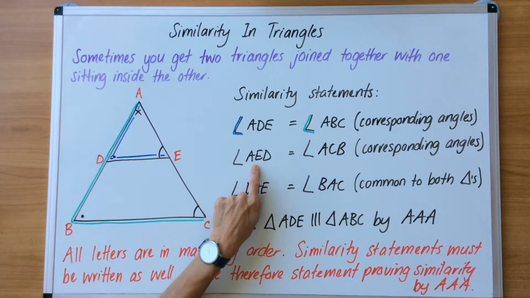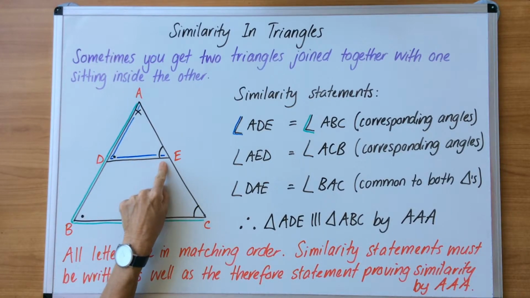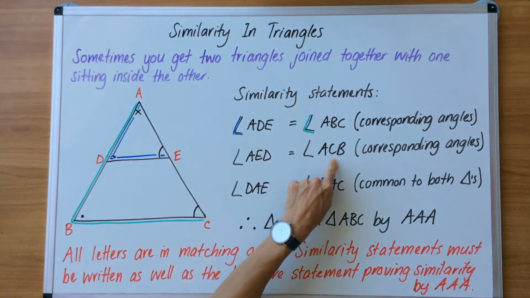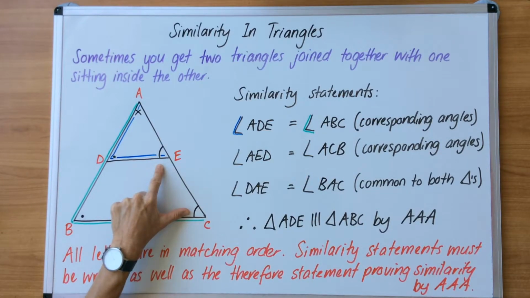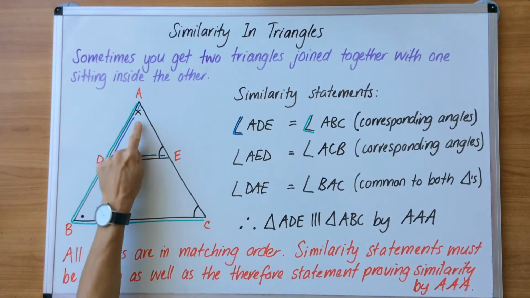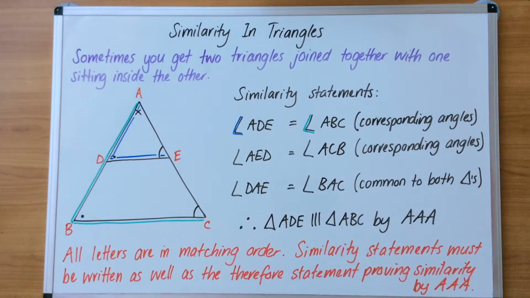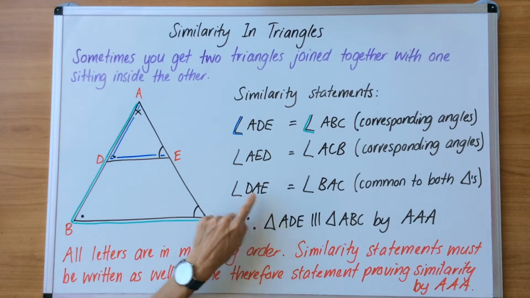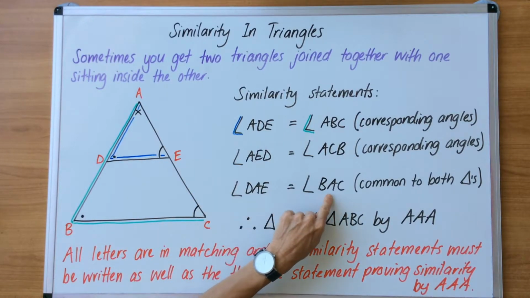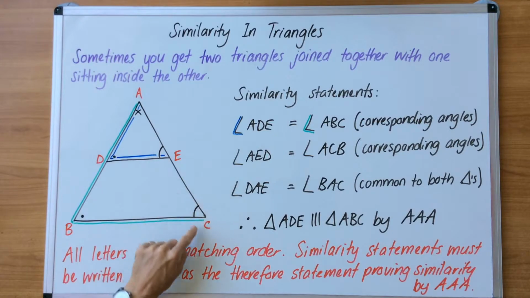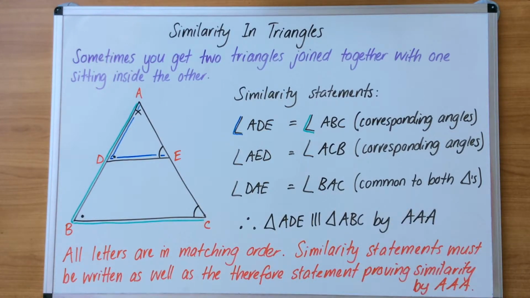So angle AED, which is this little one here, is equal to angle ACB. So these angles here match up as well. The thing with the top one here, this is actually owned by both, so it's common to both triangles. So angle DAE is equal to angle BAC. So they both share this apex angle at the top, which is why it's common to both triangles.